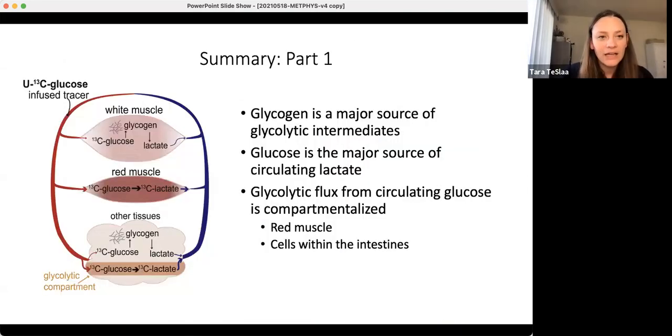So that is the end of part 1. So glycogen is a major source of glycolytic intermediates, while glucose is the major source of circulating lactate. So combined, this really suggests that glycolytic flux from circulating glucose is compartmentalized. And we think some major sites of glycolysis are red muscle, some cells within the intestine, and probably other cell types within other heterogeneous tissues. And I'm really interested in this difference in muscle metabolism.